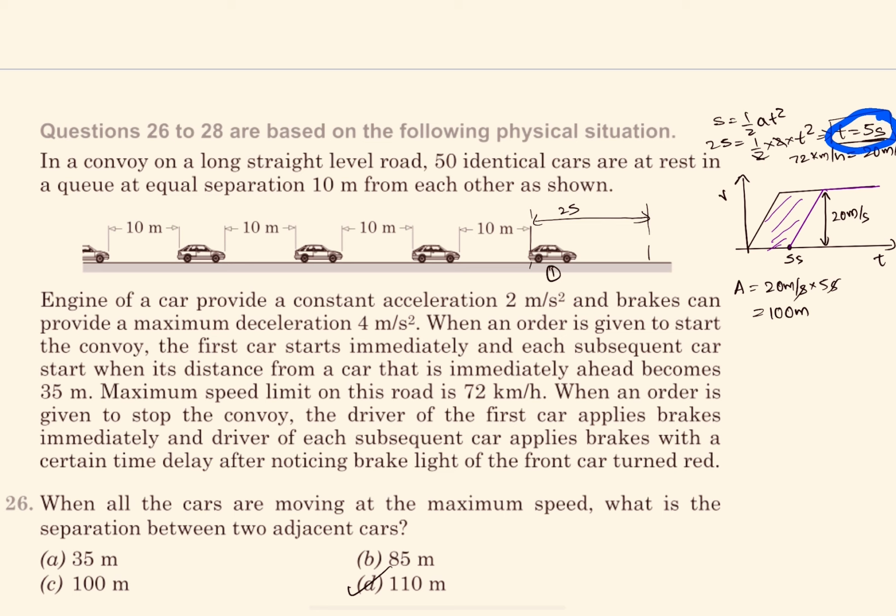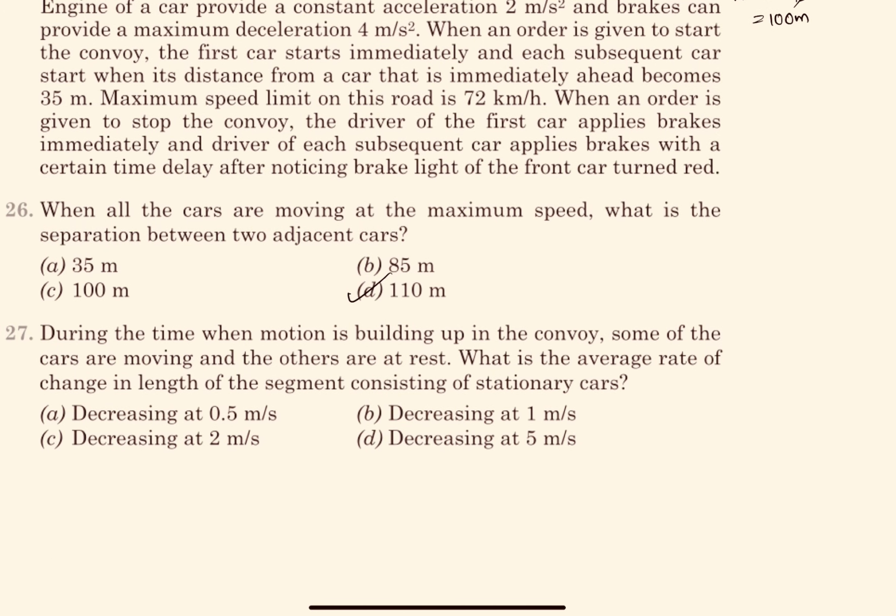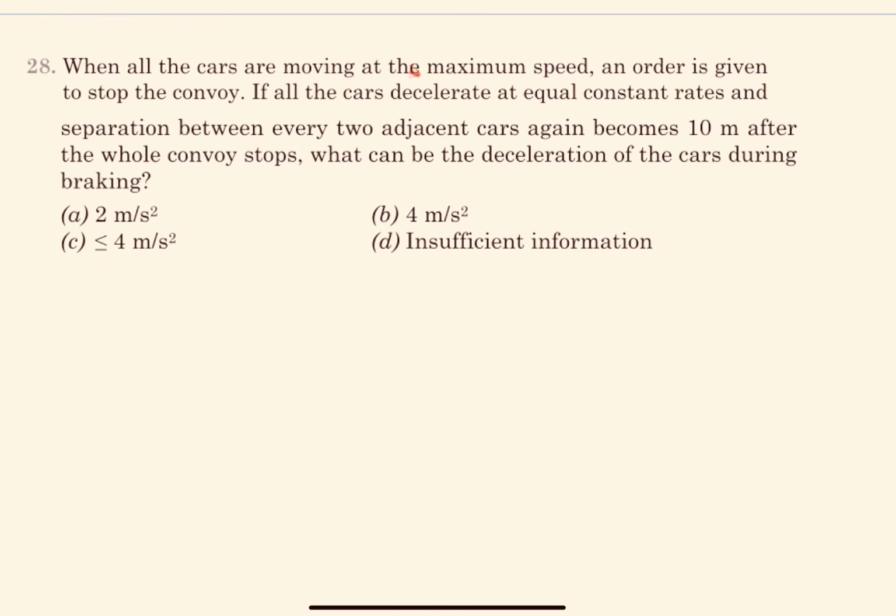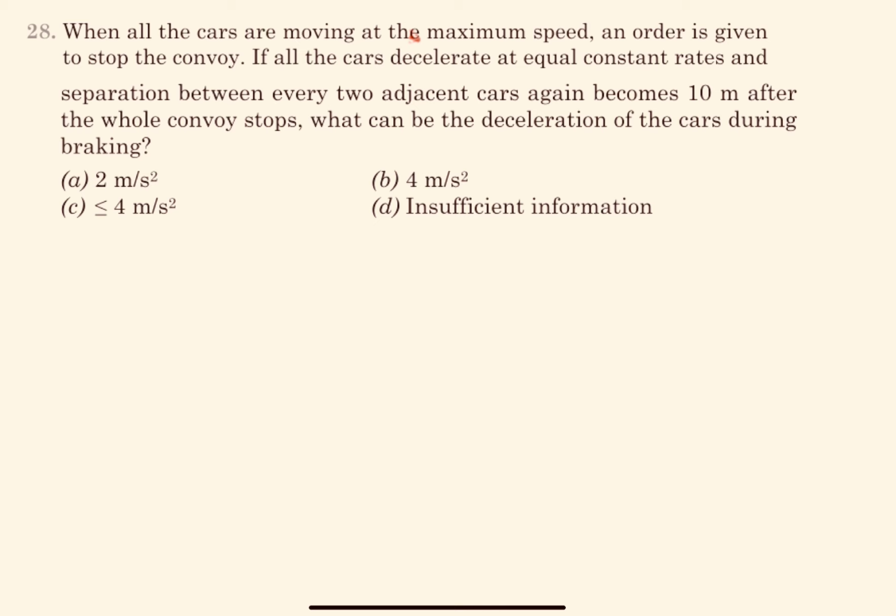Every 5 seconds after the start of one car, the next car starts. So that means the length of the convoy reduces by 10 meter at each 5-second interval. So on an average, the reduction in the length will be how much? It will be 10 upon 5, which is 2 meter per second. So it is decreasing at the rate of 2 meter per second. Okay. Let's see the next question regarding the same paragraph.